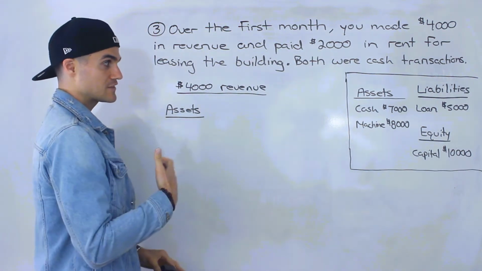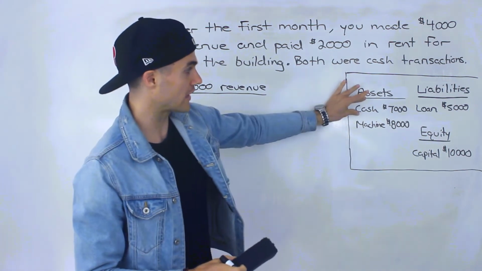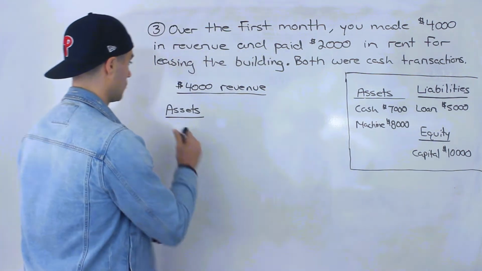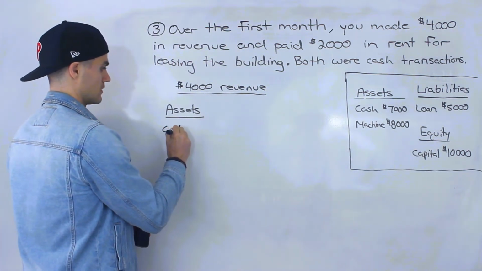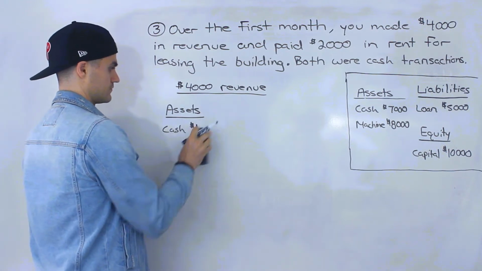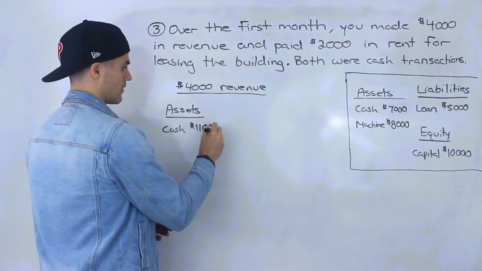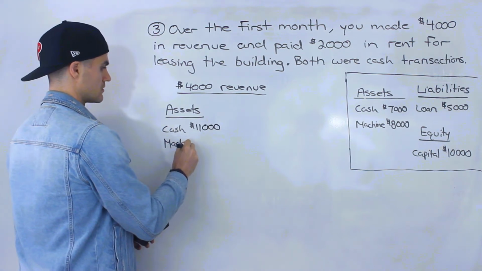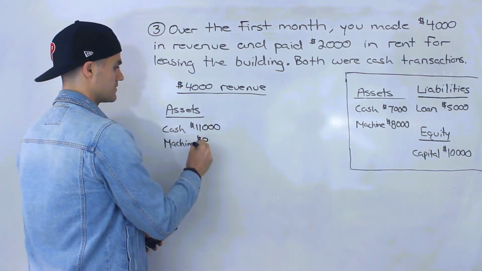So we received cash. So notice that before our cash balance was $7,000, but now we're receiving $4,000. So what's our new cash going to be? It's going to be $11,000. And then notice that our machine stays at $8,000.